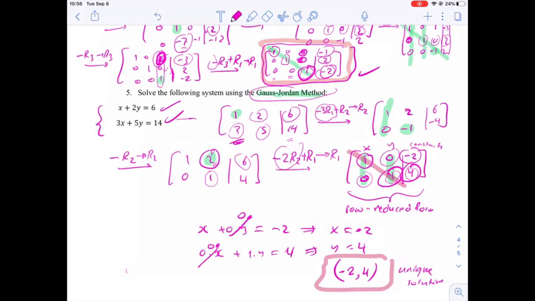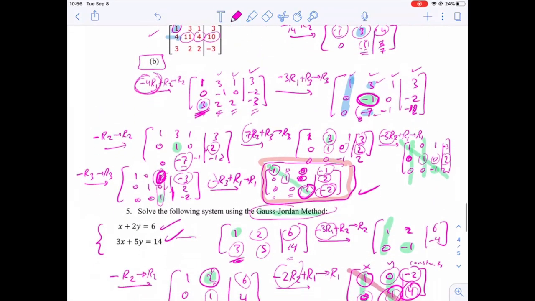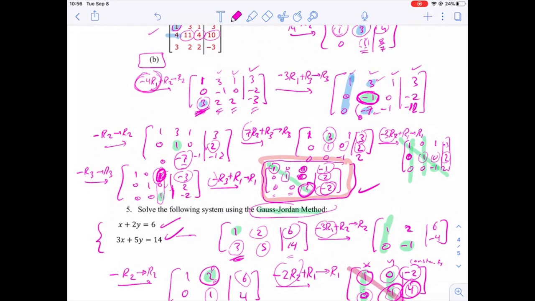And what's true for a 2 by 2 system is true for a 3 by 3 system. We do a similar thing, and as you can see from example B here, all we need to do to solve the system is just to write x equals -1, and y equals 2, and z equals -2, and that's it.